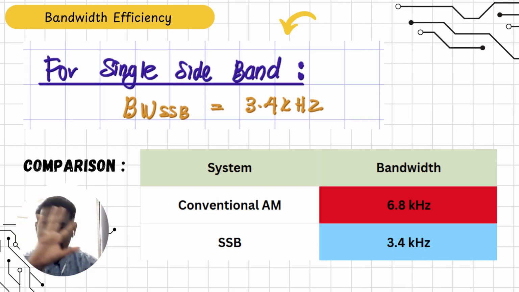Although both systems transmit the same voice information, even if you say the word A, the word transmitted is A, SSB achieves this using only half the bandwidth. This is why we consider single sideband much more bandwidth efficient compared to conventional AM. All right, we're going to move to the next slide.